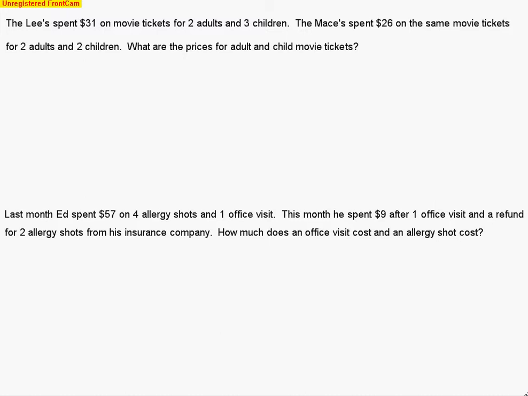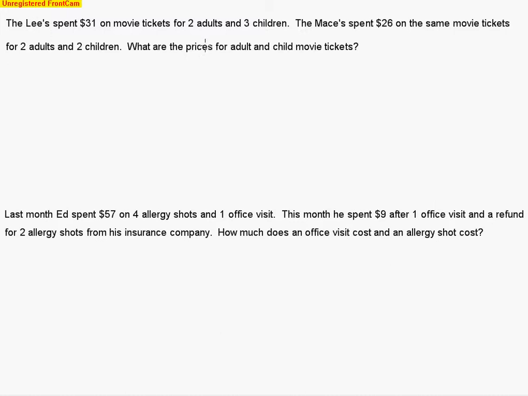The Lees spent $31 on movie tickets for 2 adults and 3 children. The Maces spent $26 on the same movie tickets for 2 adults and 2 children. So they want to know the prices for an adult ticket and a child's ticket. Well, let's take a look at our two equations here.